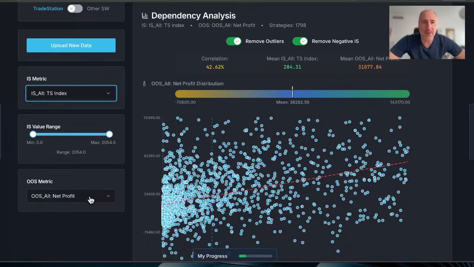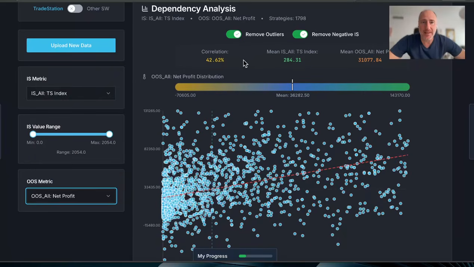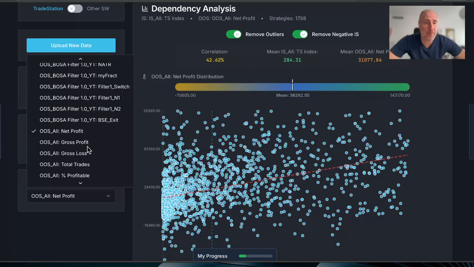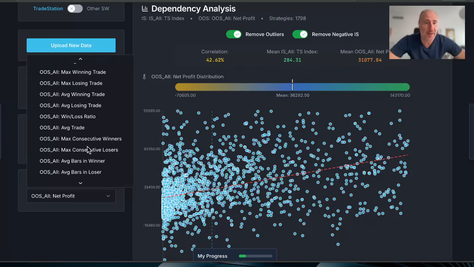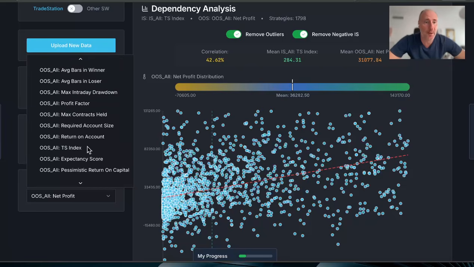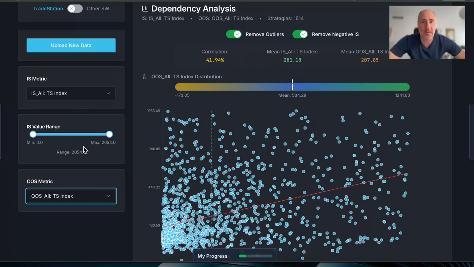lot. And TradeStation index versus net profit does have a little bit higher correlation and a little bit of a slope. So again, not as good as net profit, but does have some edge. So TradeStation index, you have to Google it. TradeStation index is a metric built in TradeStation. Again, I use it a lot, almost exclusively.